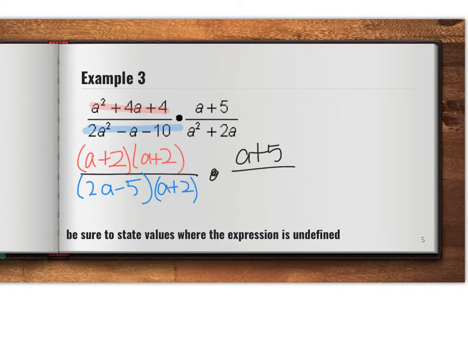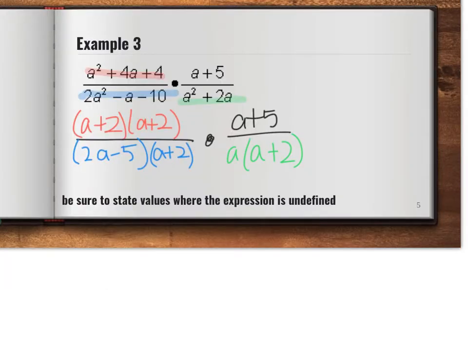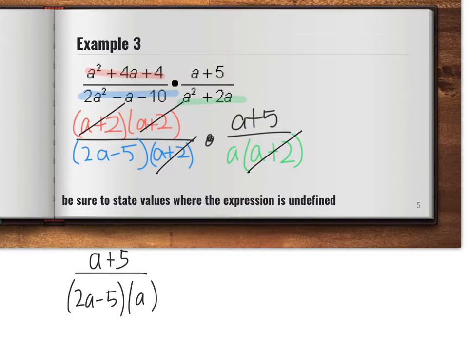And then I'm going to factor the bottom here, a squared plus 2a. That has just a common factor of a, so a squared plus 2a becomes a times a plus 2. Now I look for common factors both on the top and bottom, and I divide them out. So a plus 2 divided by a plus 2, this a plus 2 divided by this a plus 2, and finally I have left a plus 5 over 2a minus 5 times a.